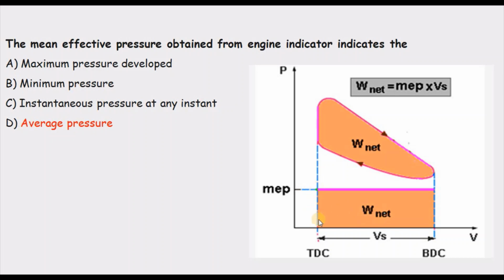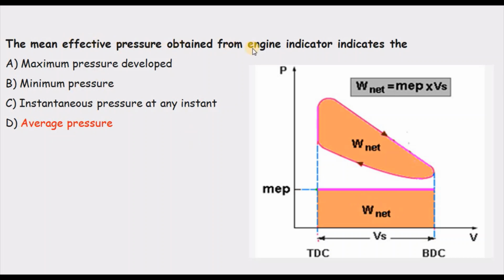If this side is longer, then the mean effective pressure is larger, and if this side is smaller, then the mean effective pressure is smaller. So the mean effective pressure area indicates the work produced by the engine. That is why the mean effective pressure is generally considered a true indicator of the work output of an engine, because if it is increasing, we can clearly see that the work is going to increase, and whenever it decreases, the net work is going to decrease.